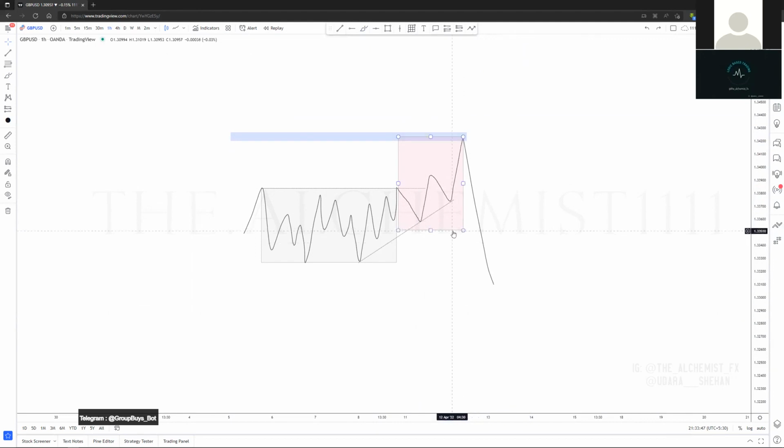That's the high of the day. You can even get the high of the day very easily. Even on gold today, we have the high of the day.